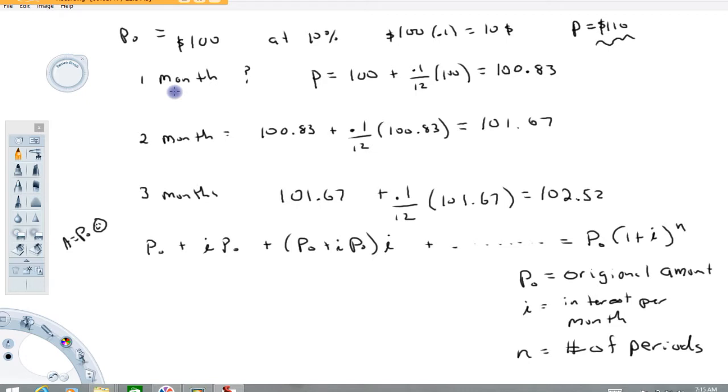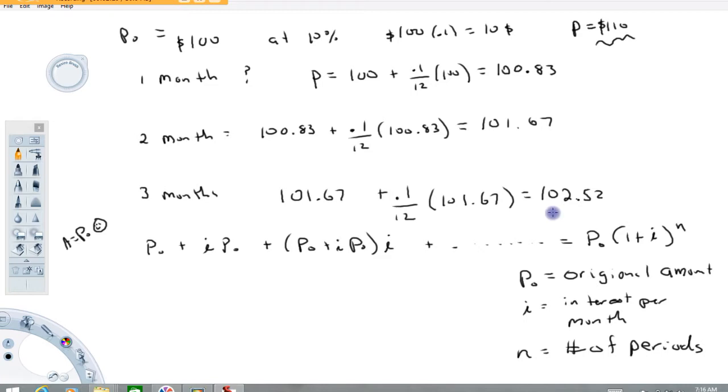Now, the next month goes by, and we're going to earn some more interest. We will earn this amount, 0.1 over 12, times our new value, 100.83. The new amount we have is going to be 100.83 plus the interest that we make. That's going to be 101.67. And then another month goes by. The new amount is going to be our old amount plus the interest we make on that amount, and then we're going to have 102.52.